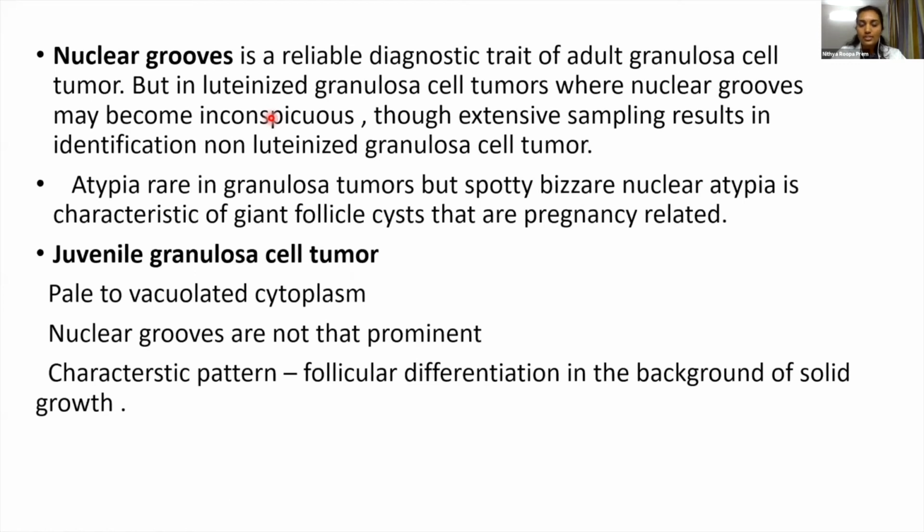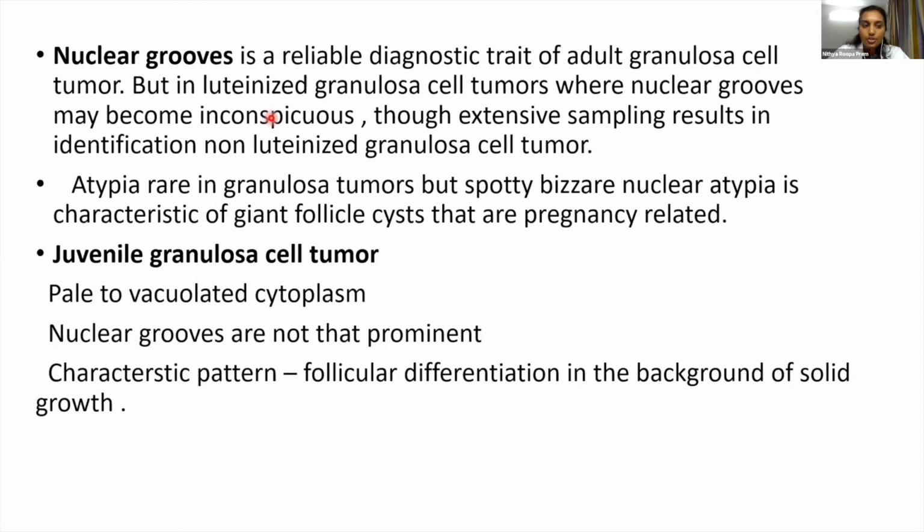So nuclear groove is a very diagnostic trait of adult granulosa cell tumor, but in luteinized granulosa cell tumor the nuclear groove is indistinct, therefore extensive sampling is required. Atypia is very rare in granulosa cell tumor, but if present, it might be bizarre. Spotty bizarre nuclear atypia is a characteristic of giant follicle cysts that are pregnancy related.